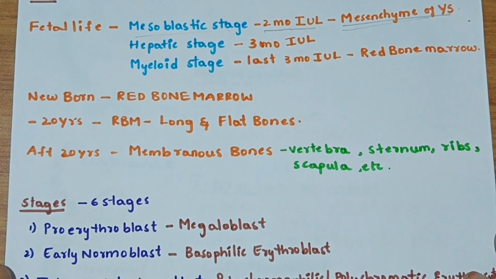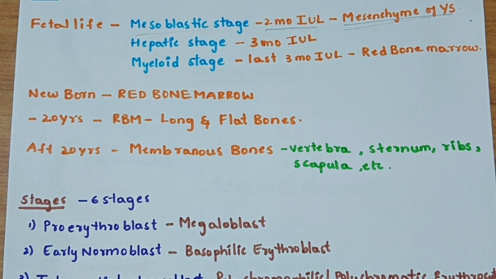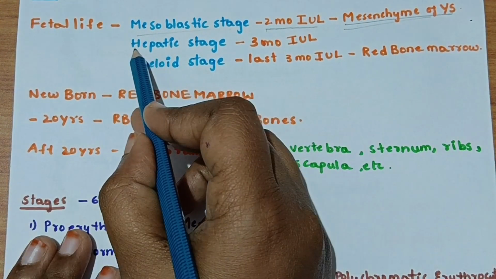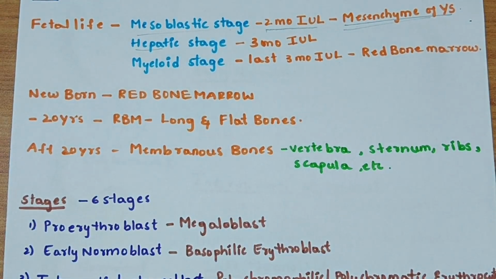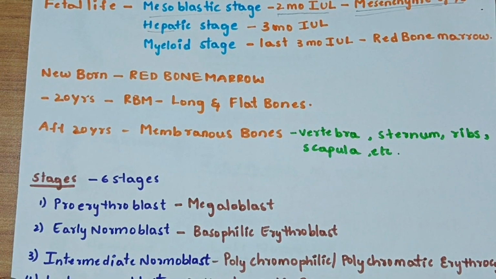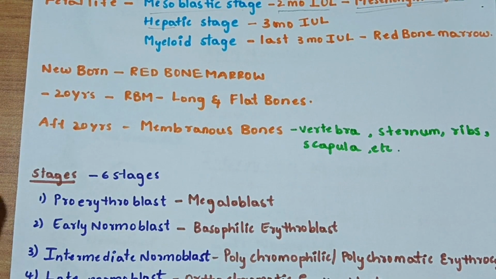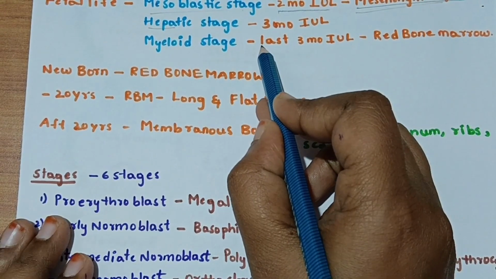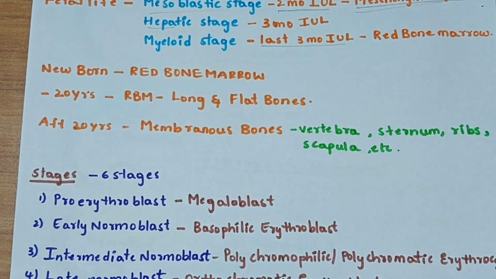The next stage is the hepatic stage. In the hepatic stage, at 3 months of intrauterine life, the RBCs are produced from the liver and spleen, since hepatic means liver. In the myeloid stage, the last 3 months of intrauterine life, the red blood cells are produced only from red bone marrow.